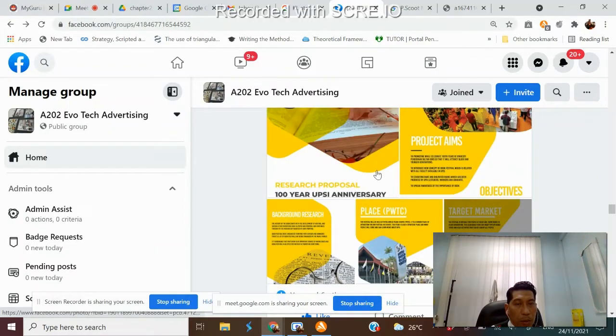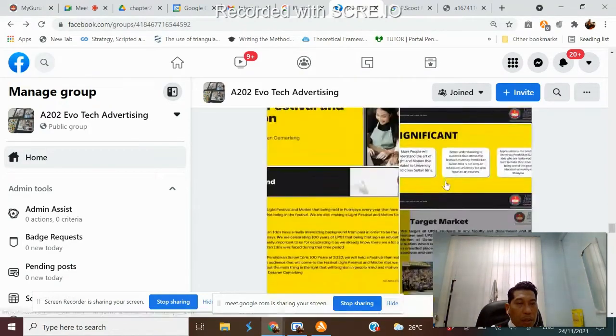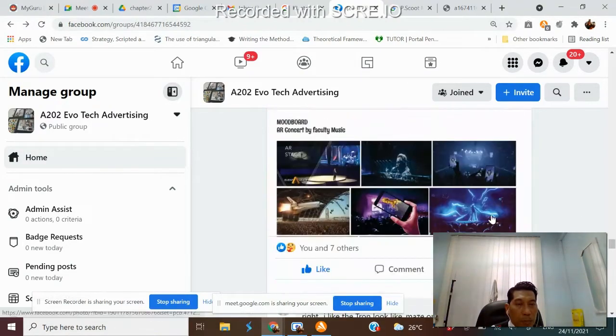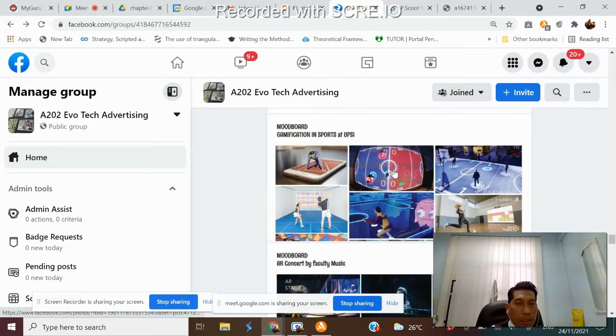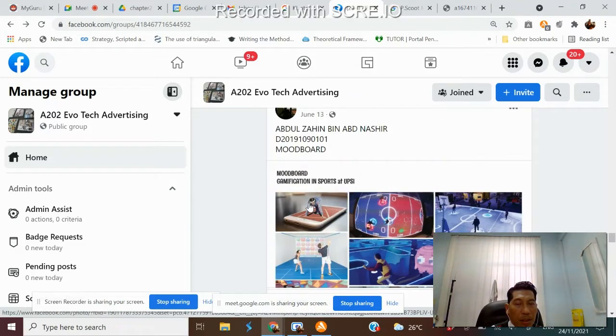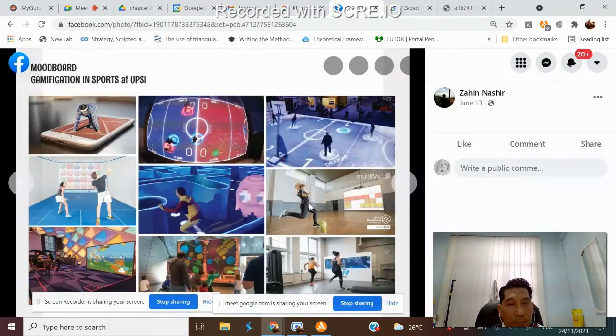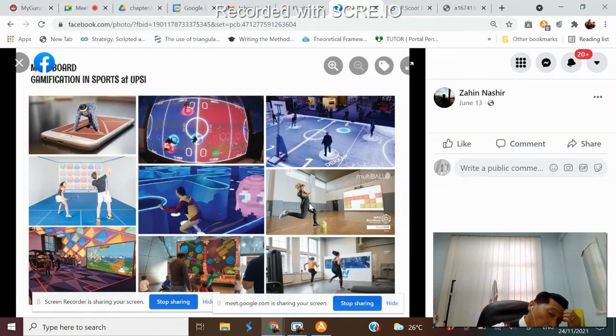This one is an example of a mini proposal, but I can show you some examples of the moodboard creation. This is almost like a final moodboard. The ones that I was asking you guys to come up with are the early moodboards. So this is just to give an idea of what the outcome of your moodboard should be.